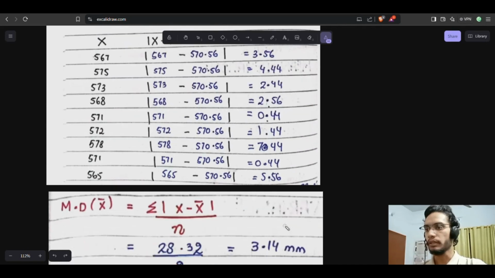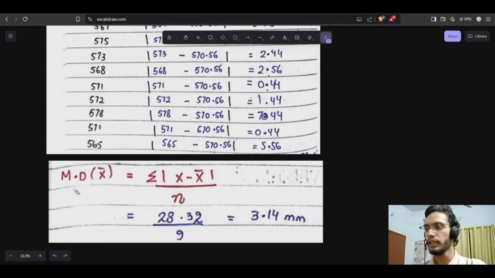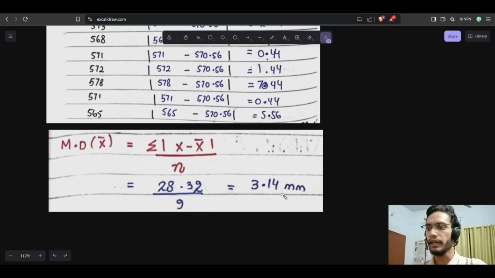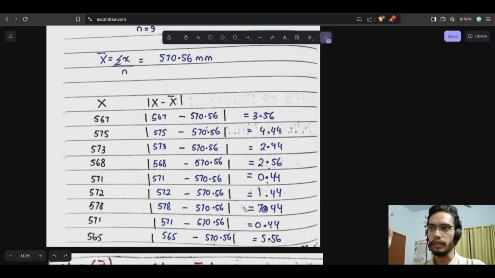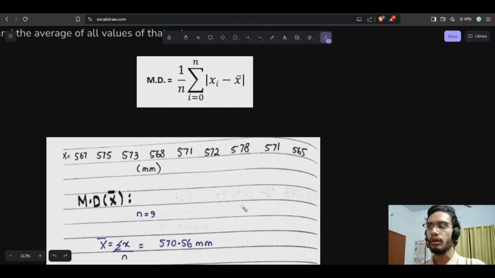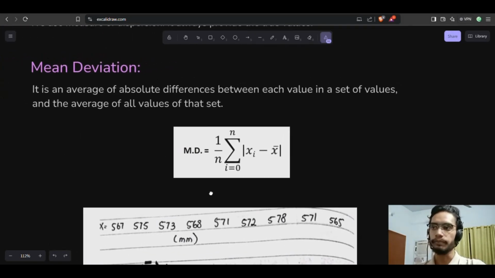Again, in the end, what we did is calculate the sum of all of these numbers and divide it by the total number of terms. So we got this value, which is the mean deviation. This is the actual mean deviation present in our data after calculating the mean. This is how you calculate the mean deviation of the data. So I hope you understand this.